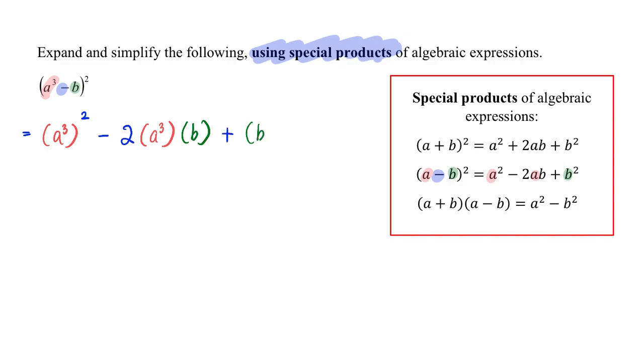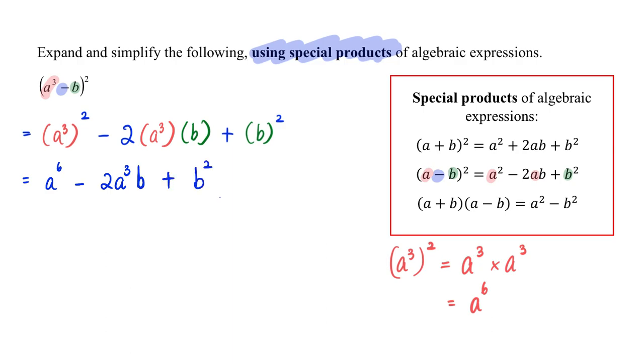plus my b². And after which, you can then see that (a³)² is a³ times a³. So at the side, you will then see me writing a³ squared is a³ times a³. So how many a's are there? Yep, there are 6 of them. So this one will become a⁶ minus 2a³b plus my b². And there are no more like terms anymore. This is the final answer.